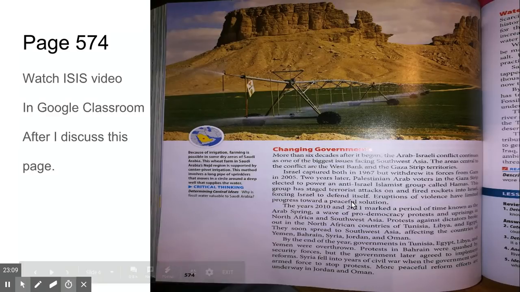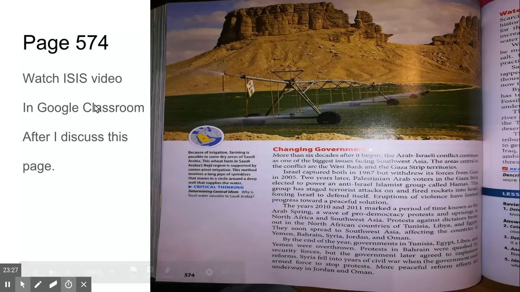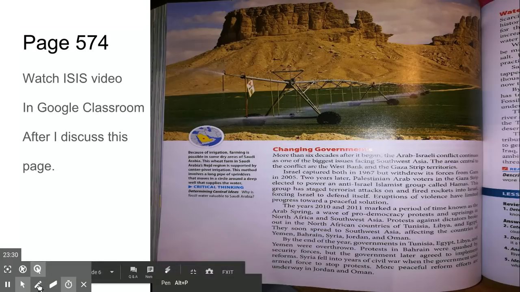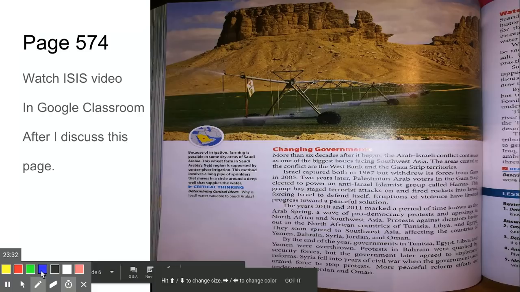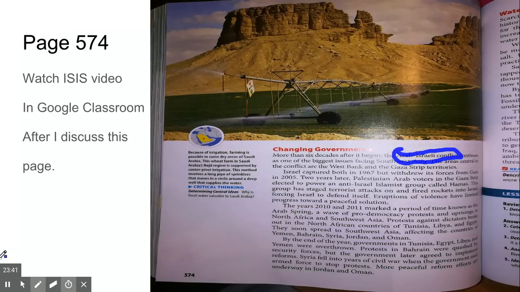So we hear a lot about terrorism and terrorists and ISIS in the Middle East. To give you a little bit of background information about that, you have this section on page 574 titled Changing Governments. And it talks about something called the Arab-Israeli conflict.